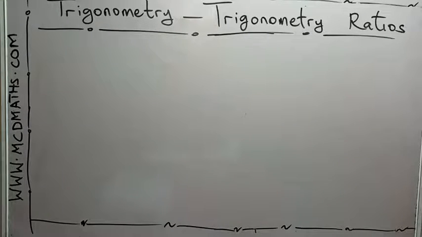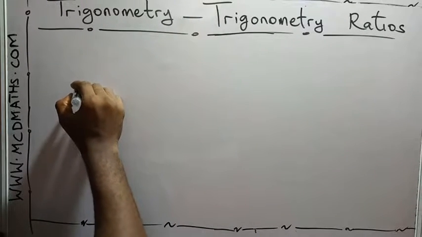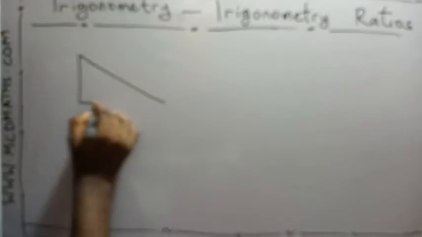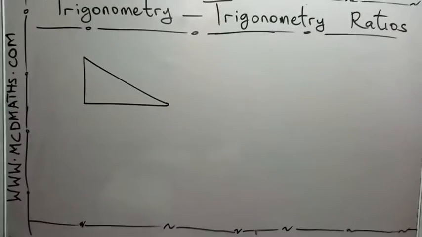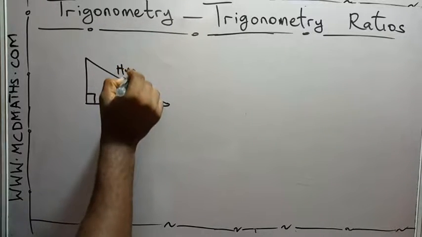Thank you. This is another part of trigonometry. We'll be talking about the trigonometric ratios. Now, this ratio applies to the right angle triangle. So I'm going to put down a right angle triangle. In the previous video we already established that this is the hypotenuse.